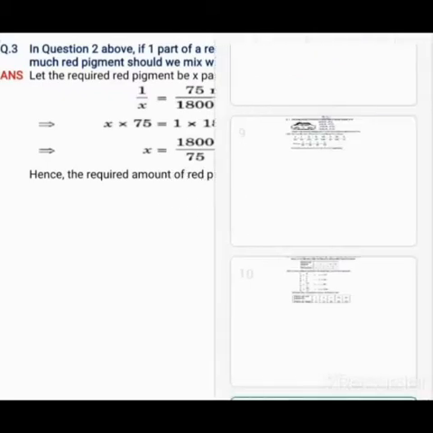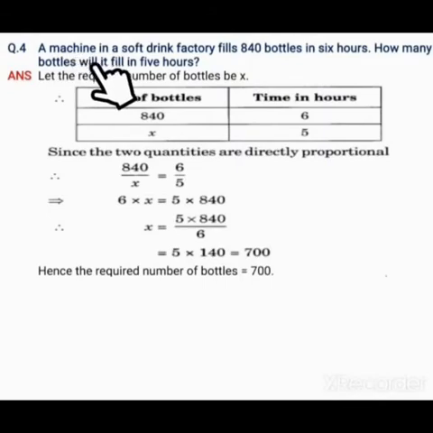Now come to question number 4. A machine in a soft drink factory fills 840 bottles in 6 hours. How many bottles will it fill in 5 hours? So draw the table, number of bottles, time in hours. 840 bottles, 6 hours. How many bottles, 5 hours? Cross multiplication. So X equal to 700. So hence the required number of bottles is 700.